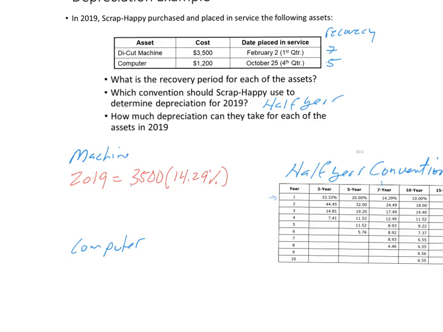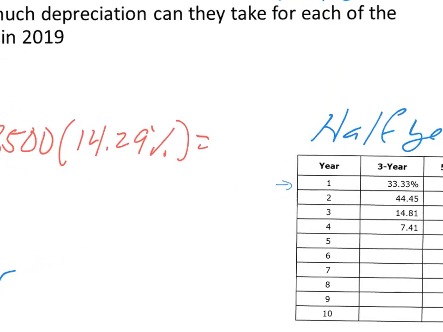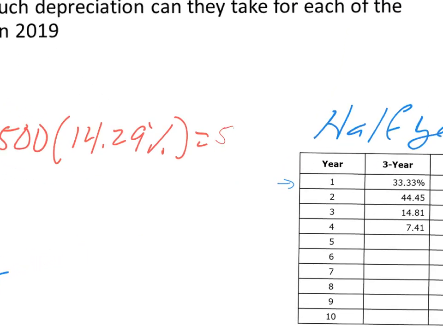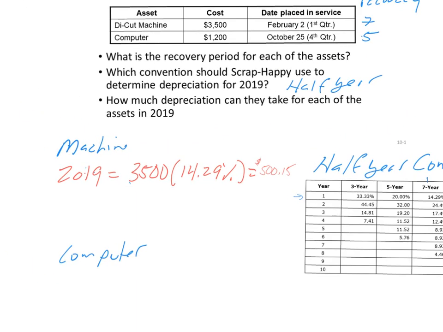Okay, so our depreciation that we get to recognize in 2019 is $500.15. Okay, so just for the sake of example, let's figure out what our 2020 depreciation would be.